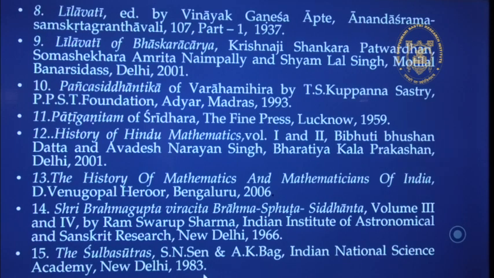And if you want to know about the overall work done by Indian mathematicians in Indian textbooks, there is an English book written by Datta and Singh, History of Hindu Mathematics, Volumes 1 and 2, by Bibhutibhusan Datta and Avadhesh Narayan Singh. It is available in the shops also. If you read those two books, it gives an overall idea of what is there in Indian mathematics, and you can choose your topic of interest. And also a book by Venugopal Heroor, also in English, The History of Mathematics and Mathematicians of India.